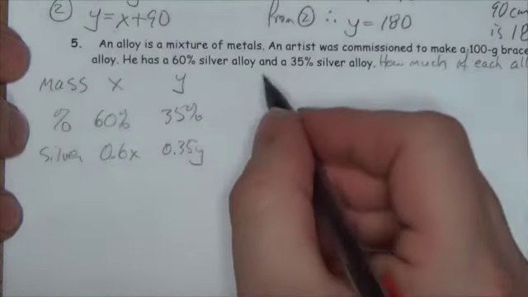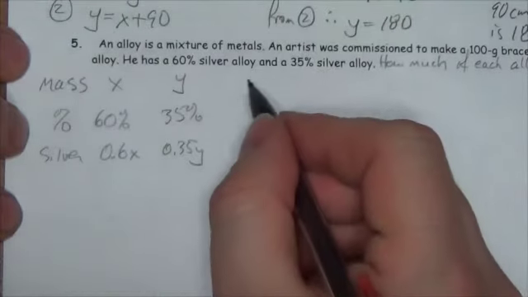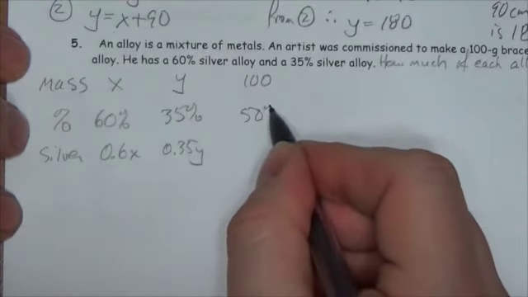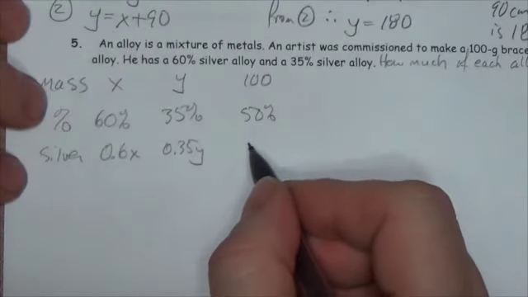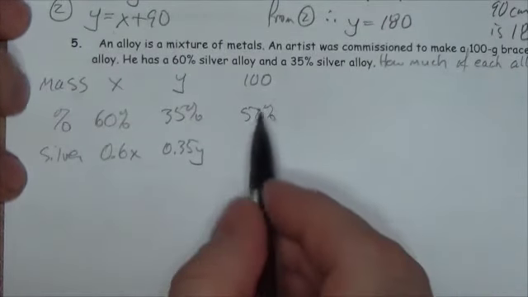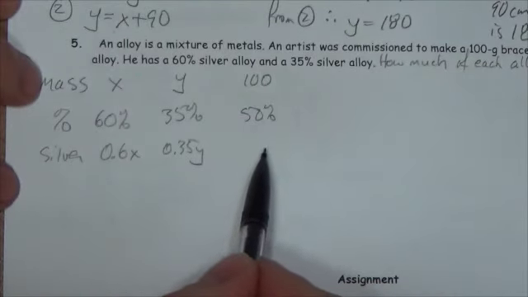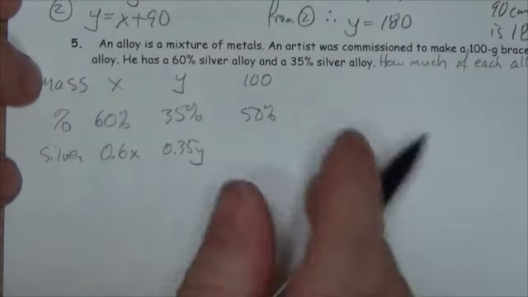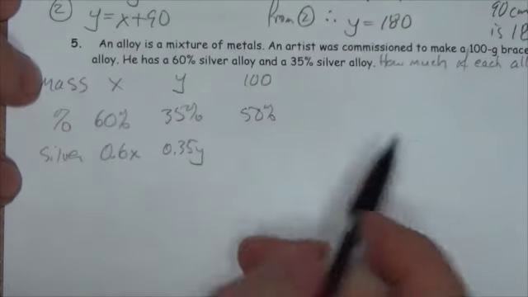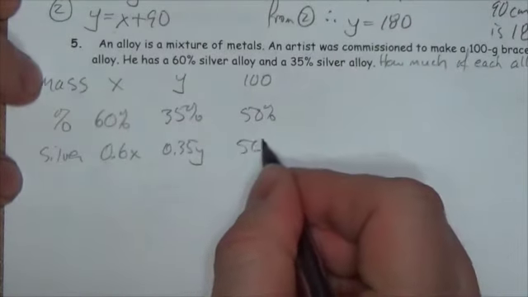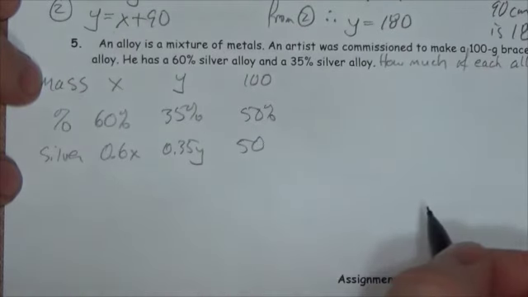Now, at the end here, what I'm hoping to have is a 100-gram bracelet that's 50% silver. And this is the part that I think throws off a lot of people right down here. I actually know the exact amount of silver in the final bracelet. If it's 100 grams, 50%, that means it's going to be 50 grams of silver.